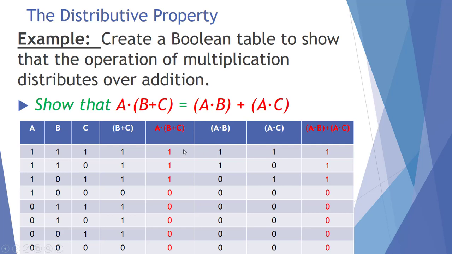Once we complete that table, we can compare the left side of our equation, A times B plus C, and the right side, A times B plus A times C, and you can see that those columns match perfectly. 1, 1, 1, 0, 0, 0, 0, 0 in both cases. That means that they are equivalent statements, and that means that we can distribute multiplication over addition. We'll get the same result just like traditional algebra.